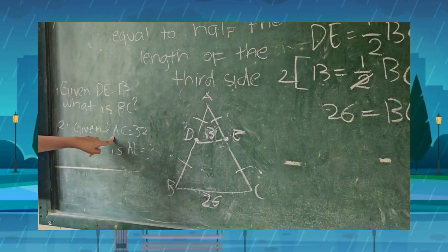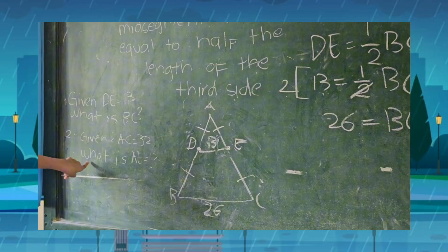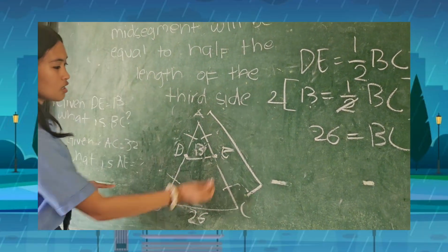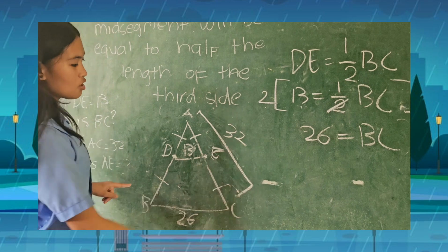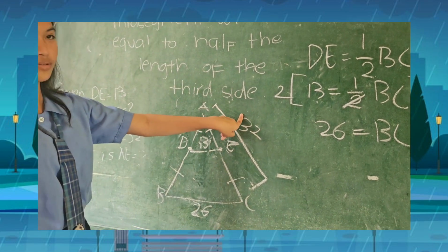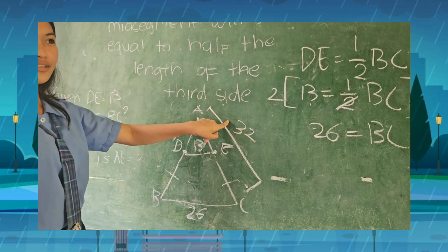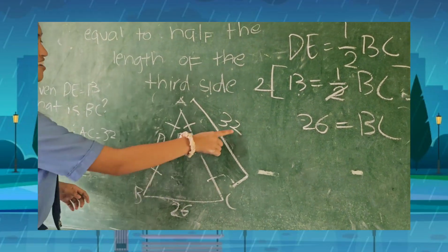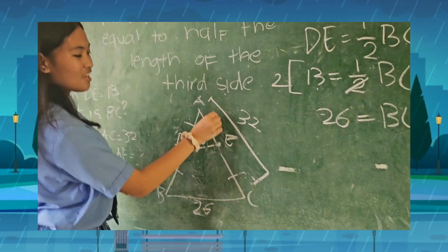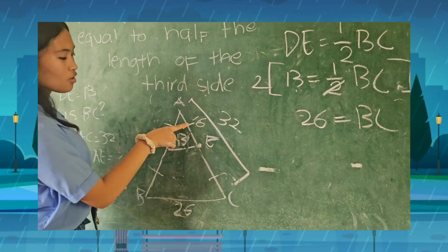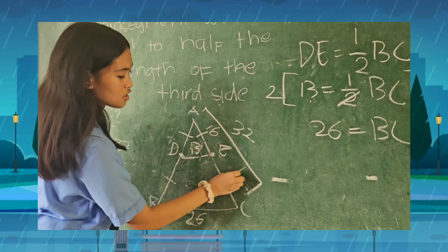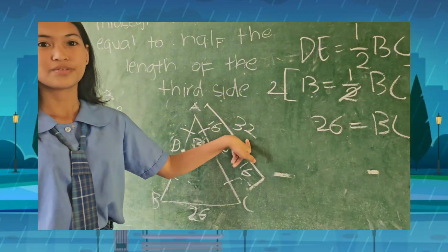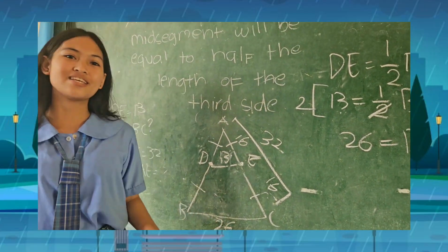Number 2, given AC equals to 32, what is AE? So, dito daw ay 32. Ano ang half ng 32? 16. 16 ang half ng 32. So, dito, ang AE natin is 16. So, kung congruent siya dito, 16 din siya dito. So, 16 plus 16 equals to 32. Yan lang po at sana maintindihan nyo.